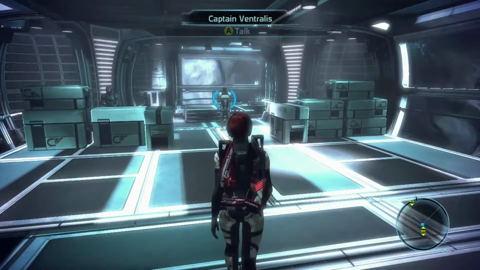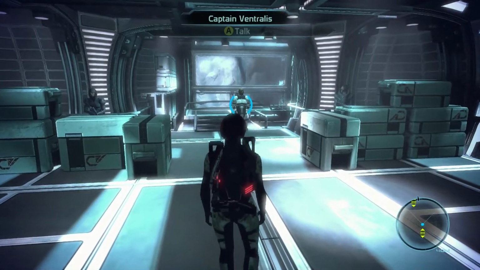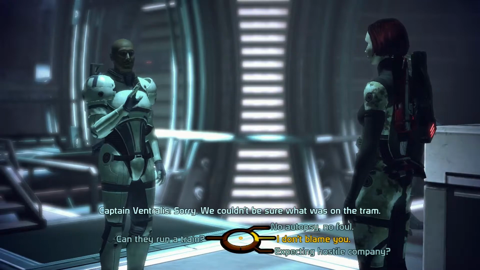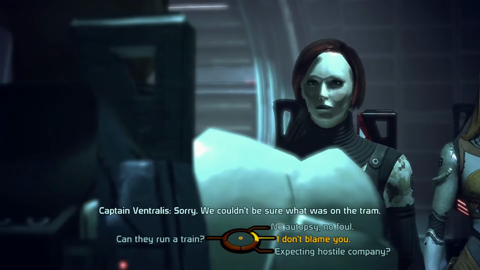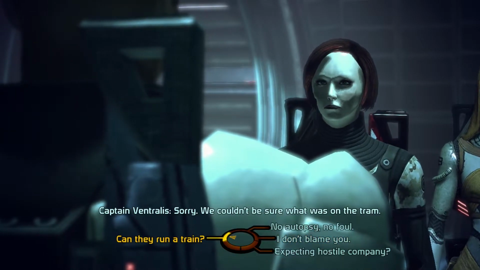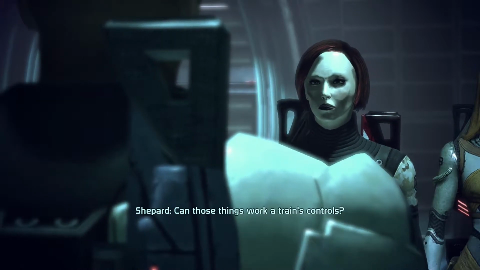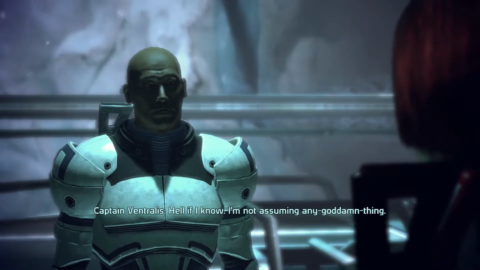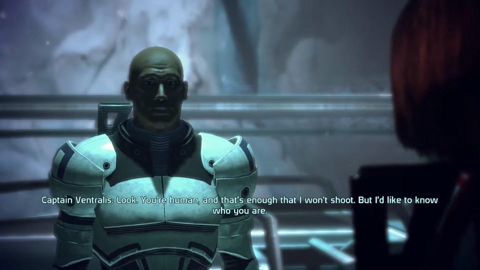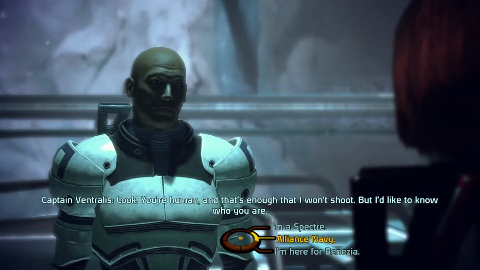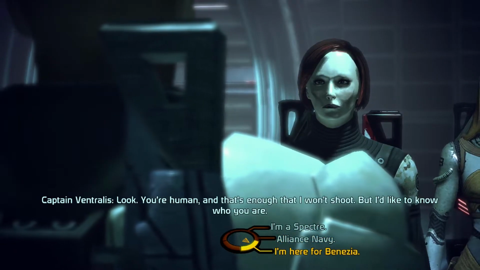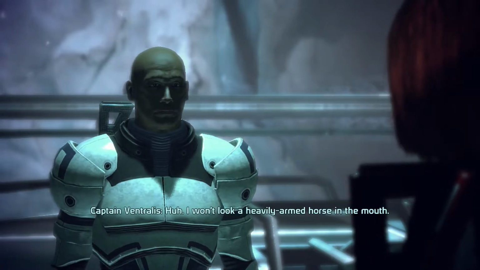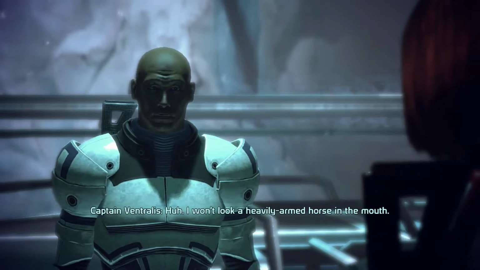Stand down. Sorry, we couldn't be sure what was on the tram. Can those things work a train's controls? Hell if I know. I'm not assuming any goddamn thing. Look, you're human and that's enough that I won't shoot, but I'd like to know who you are. My name's Shepard. I'm a Spectre. Huh. I won't look a heavily armed horse in the mouth.